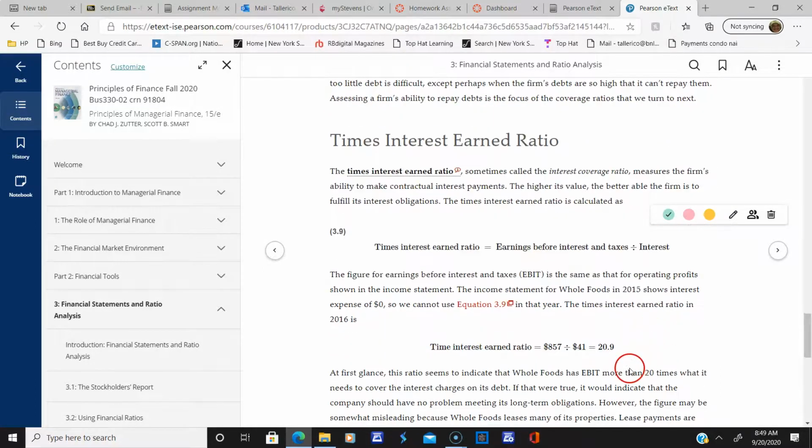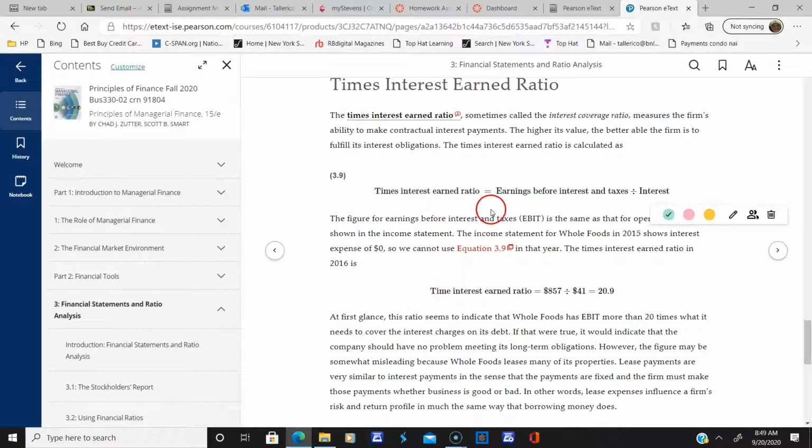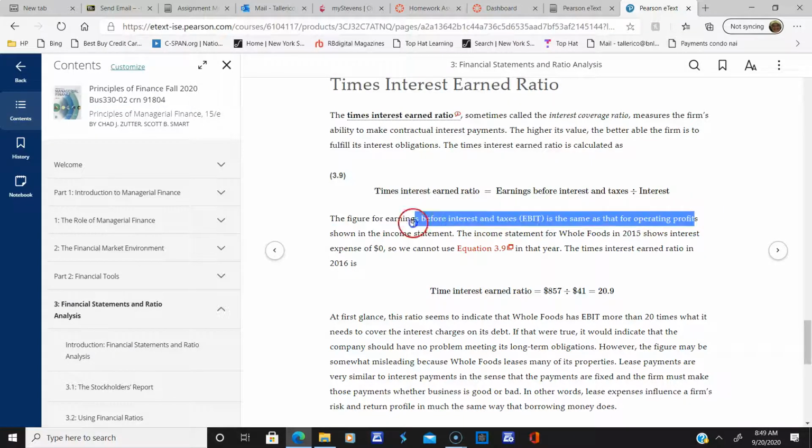All right, so the next one now is the times interest earned ratio. This is earnings before interest and taxes, and this comes off of the income statement. The interest they're talking about is the interest on the debt that you're paying to the bondholders. Another name for EBIT, earnings before interest and taxes, is operating profits. This is an important statement. You kind of have to know that they sometimes use different terminology.